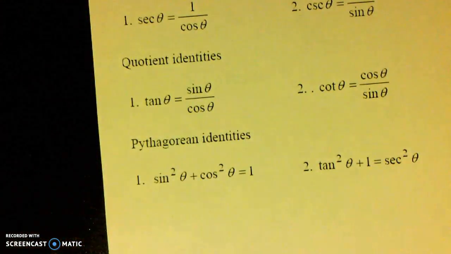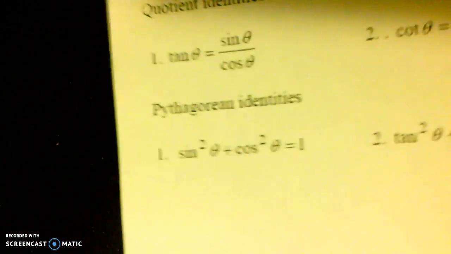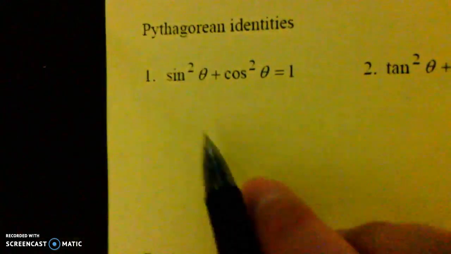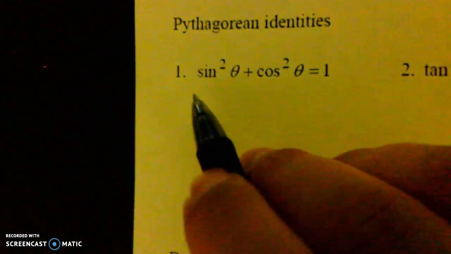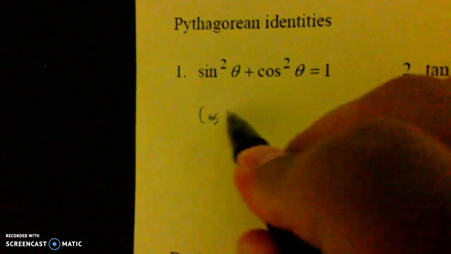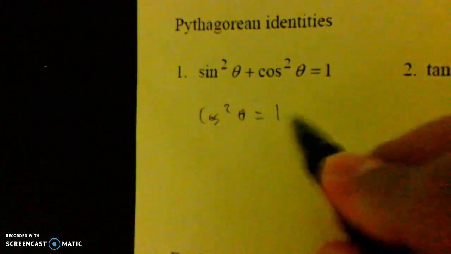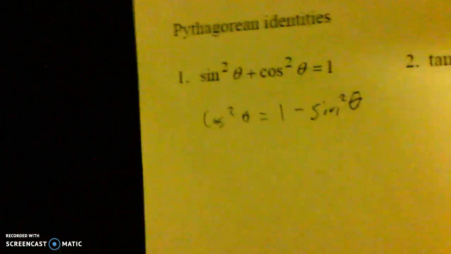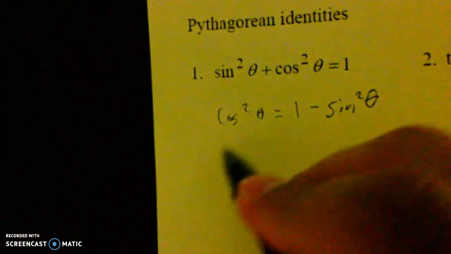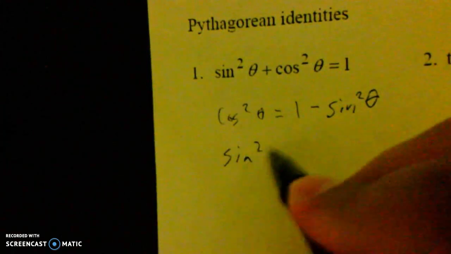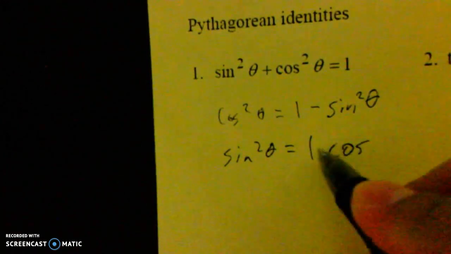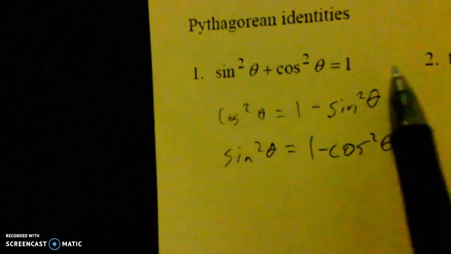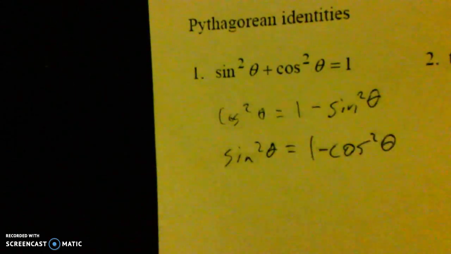You can also do some rearranging. So you can, for example, subtract sine squared from both sides. So you could say that cosine squared equals 1 minus sine squared. And then you could say sine squared is equal to 1 minus cosine squared. And again, that's just from either subtracting sine squared from both sides or subtracting cosine squared from both sides.